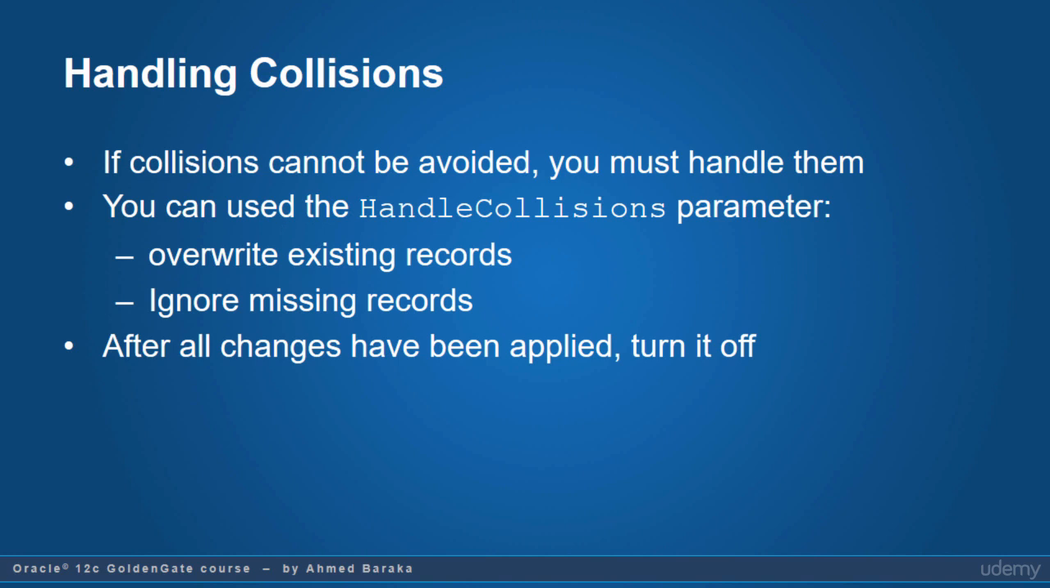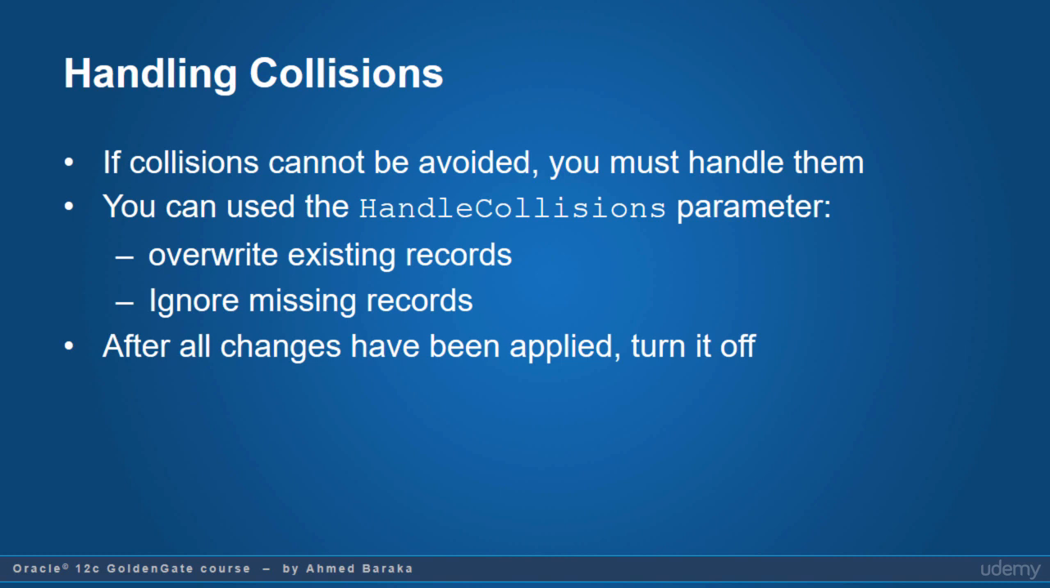So you reach a condition where you don't know from where the replicate process should start reading the trail file. And therefore, you let it start from the beginning of the trail file. In this case, the collisions will definitely take place, and you must tell the replicate how to handle them. For cases like this one, you can use the parameter HANDLECOLLISIONS. When you add this parameter to the parameter file, you are telling the replicate to handle the collisions as follows.